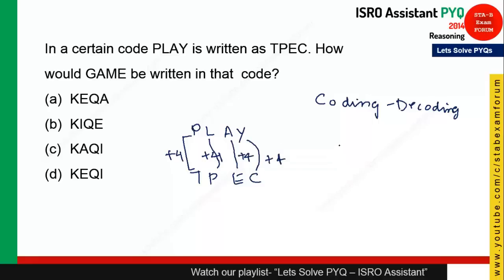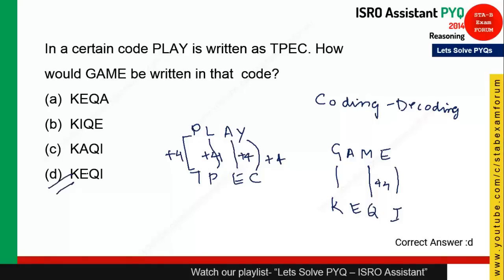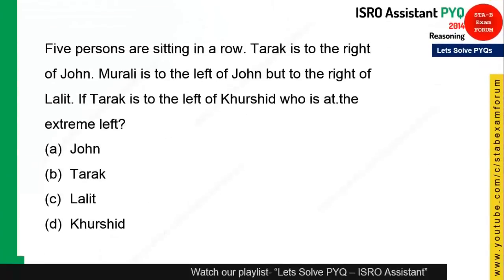Okay, therefore for GAME what will be the answer? G H I J K. A B C D E, M N O P Q, okay, plus 4, E F G H I. So the answer is K E Q I. Okay, so option D is the correct answer. Let's see the next question, and your time starts now.